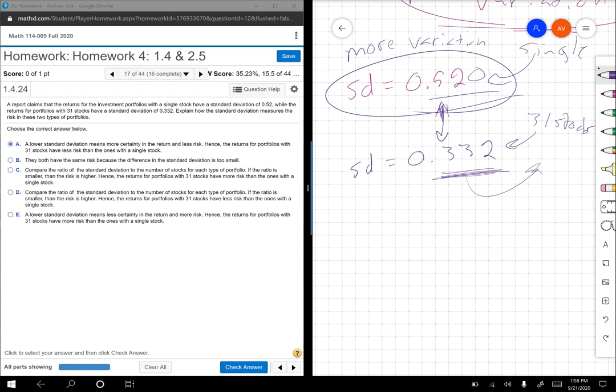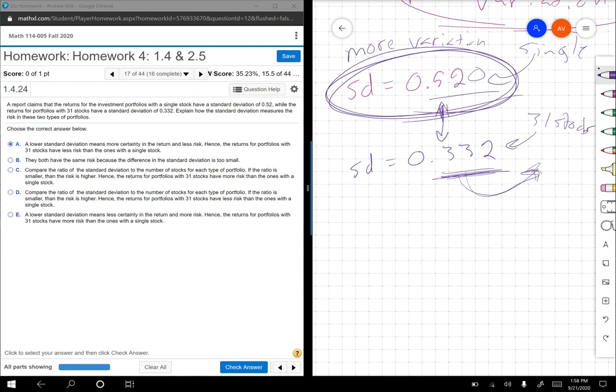D, compare the ratio of the standard deviation to the number of stocks for each type of portfolio. The ratio is smaller, then the risk is higher. Hence, the returns for portfolios with 31 stocks have less risk. Again, I see what they're going for here, but I'm going to stick with the standard deviation. A lower standard deviation means less certainty in the return and more risk. No, I'm going to say that the more variation, the more standard deviation, the more risk.